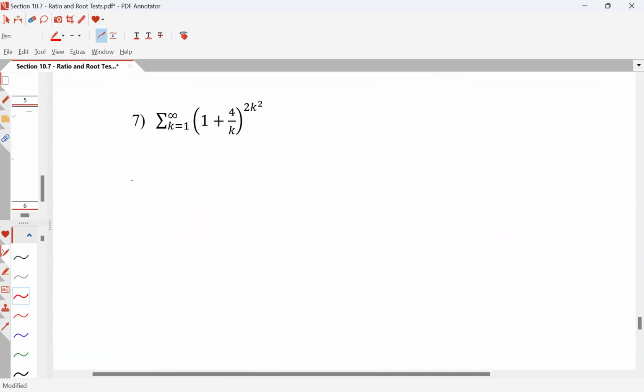A little bit more going on in this problem. We have the series of (1 plus 4 over k) all to the 2k squared. So setting up our root test, we're going to take the kth root of the absolute value of (1 plus 4 over k) to the 2k squared.